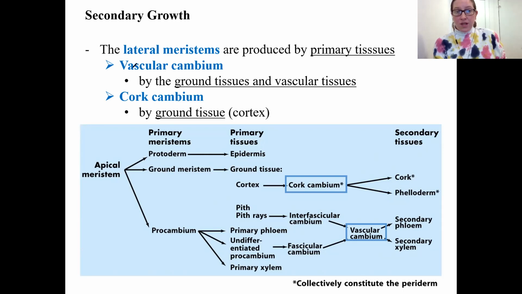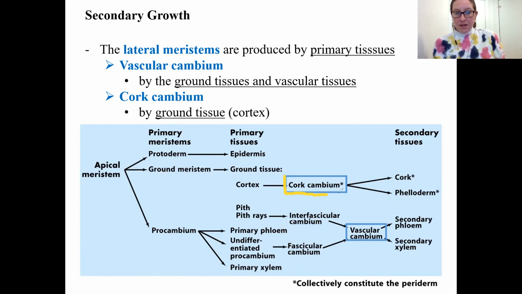What this is trying to show you is that those lateral meristems that make secondary growth are actually produced by the primary tissues. So for example, the cork cambium is produced by the cortex eventually. And the vascular cambium is produced by combinations of the ground and vascular systems. You don't have to know these words. Just know that the vascular cambium is produced by some ground tissues and also some vascular tissues, a little combo.